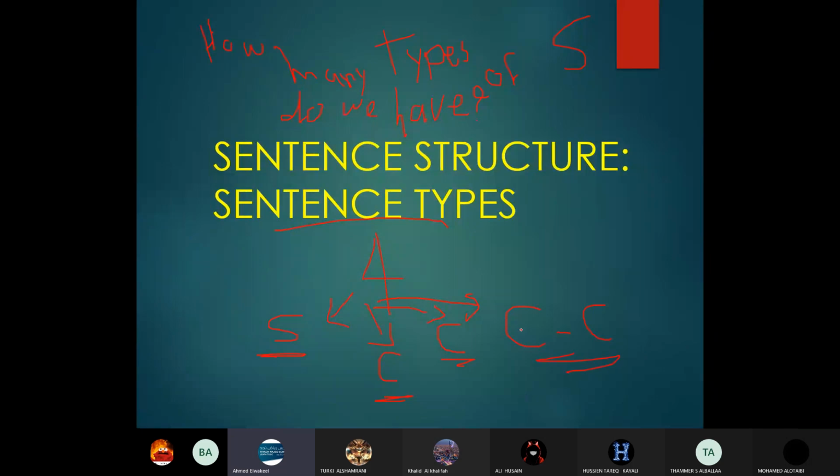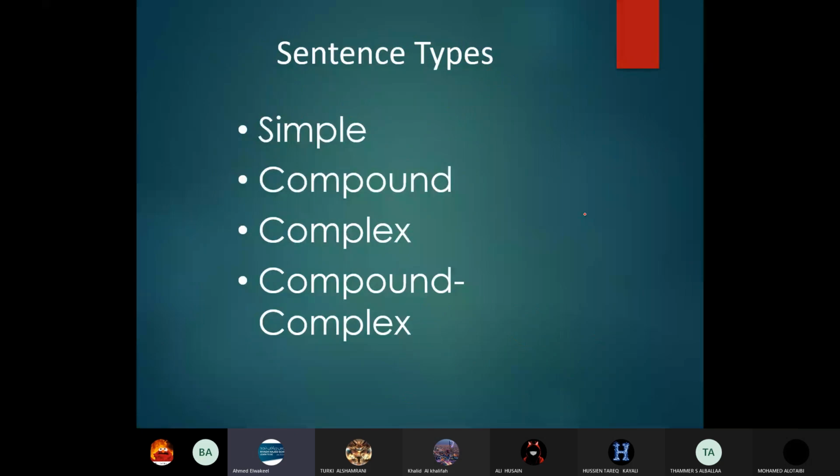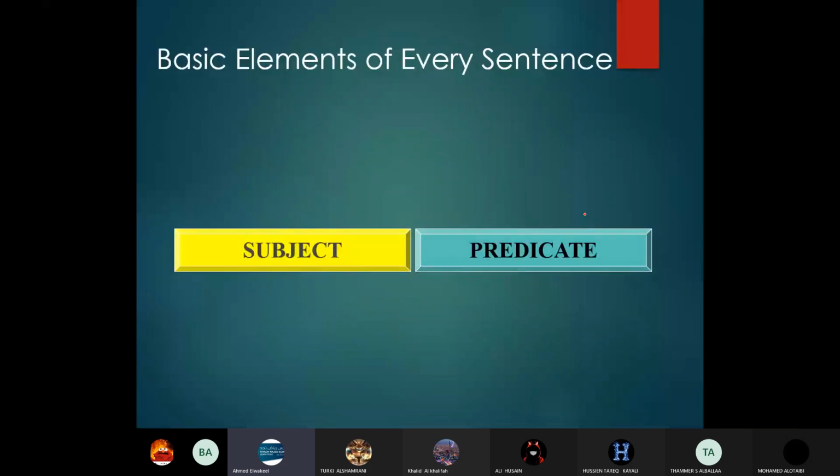What is the difference between each one of them? So, we have simple, compound, complex, and the compound complex. Let's take them once again. The basic elements of any sentence, guys, consist of a subject and a predicate. Of course, we're speaking about a complete subject and a complete predicate. A subject like Ali, or Hussein and Muhammad, or the smart boy, the red car. Any complete subject, whether it's just one word, or a compound subject, or an adjective with the subject. And of course, we have the predicate.